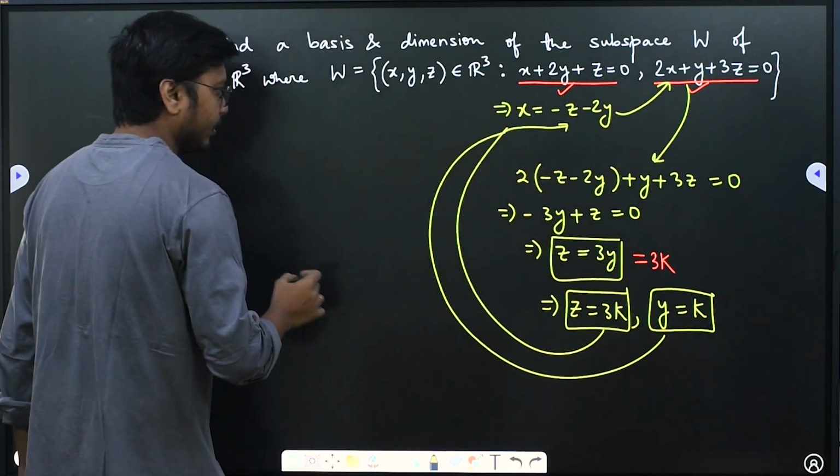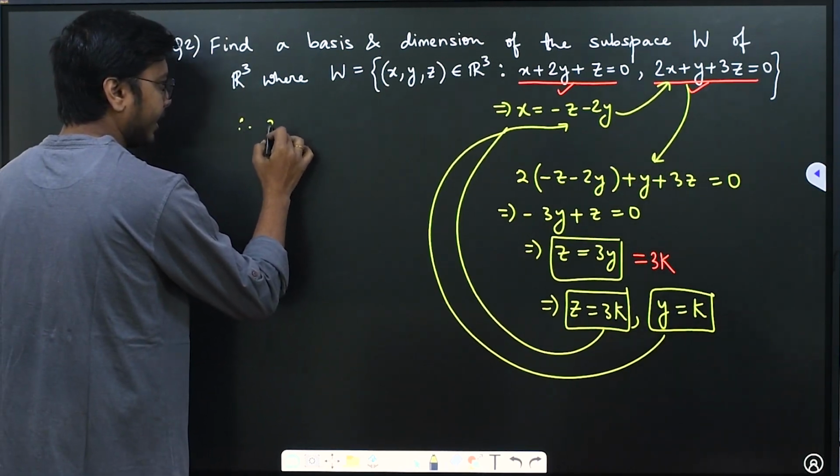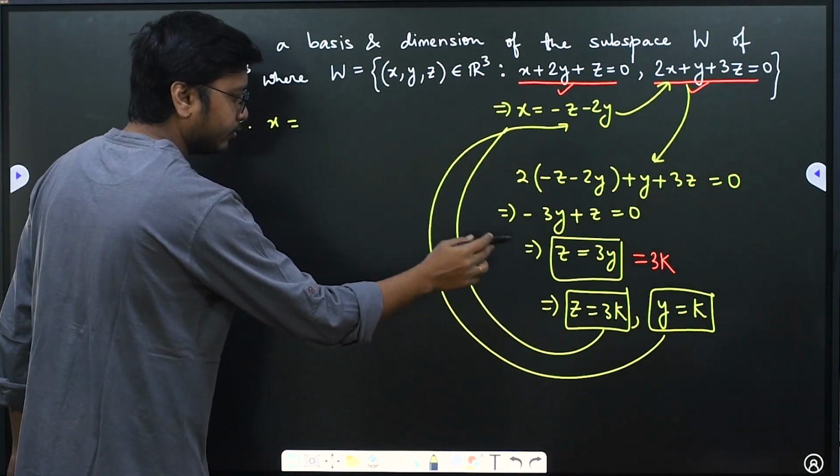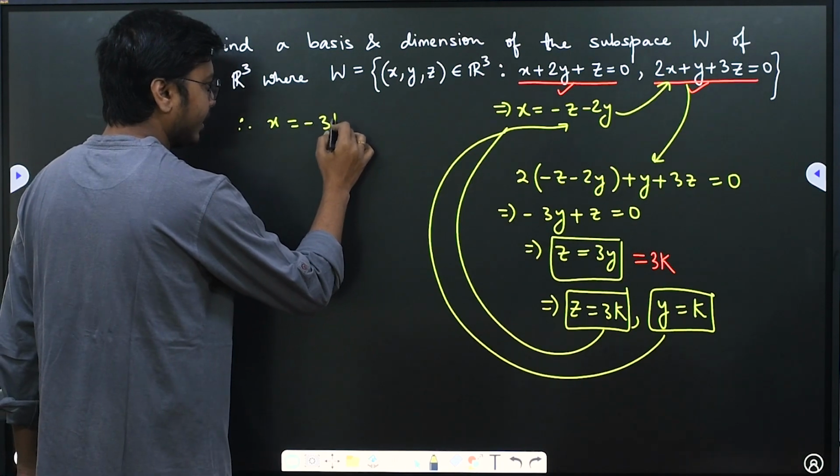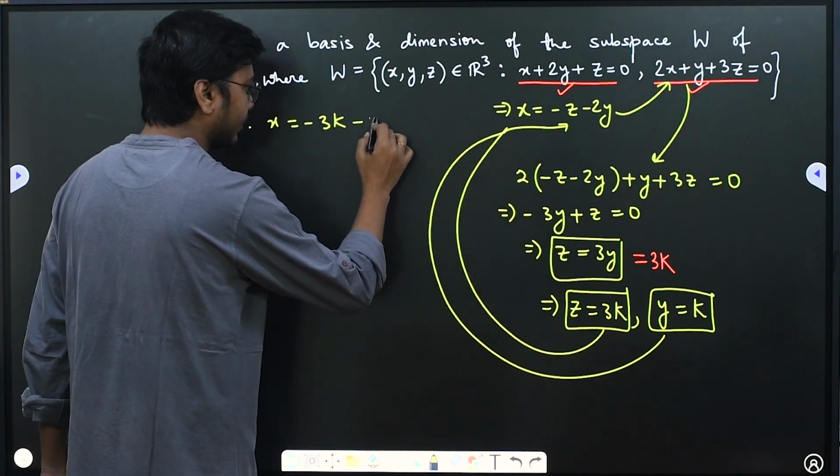Now I will put these two values in place of z and y and get the value of x from here. So this would give me that x is equal to minus z, so that's minus 3k, and minus 2y, that's minus 2k.